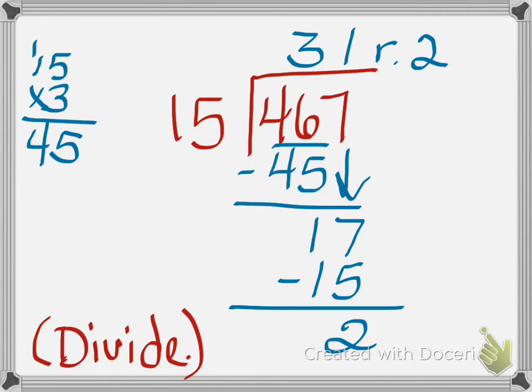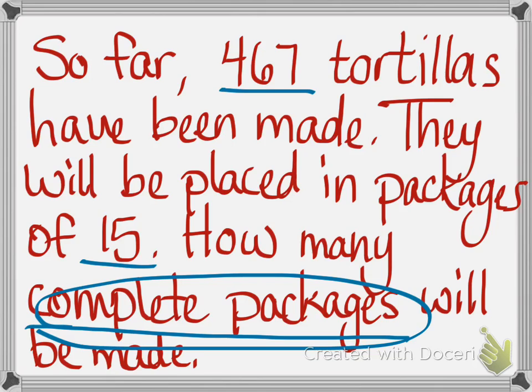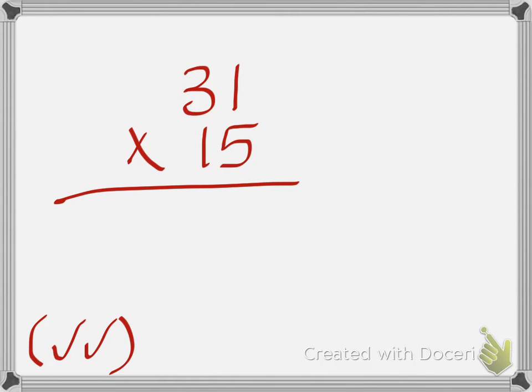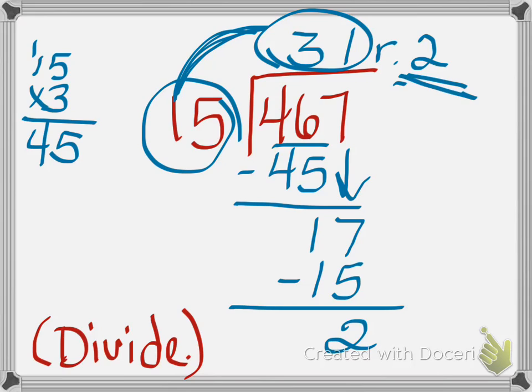Now remember, the problem asked us how many complete packages will be made. Well, only 31 complete packages will be made. There'll be 2 more tortillas left over. After we have divided, then we double check. 31 times 15, so I'm going to multiply these numbers that are on the outside of the division box, 31 and 15, and then when I add my remainder of 2, then it should equal 467.